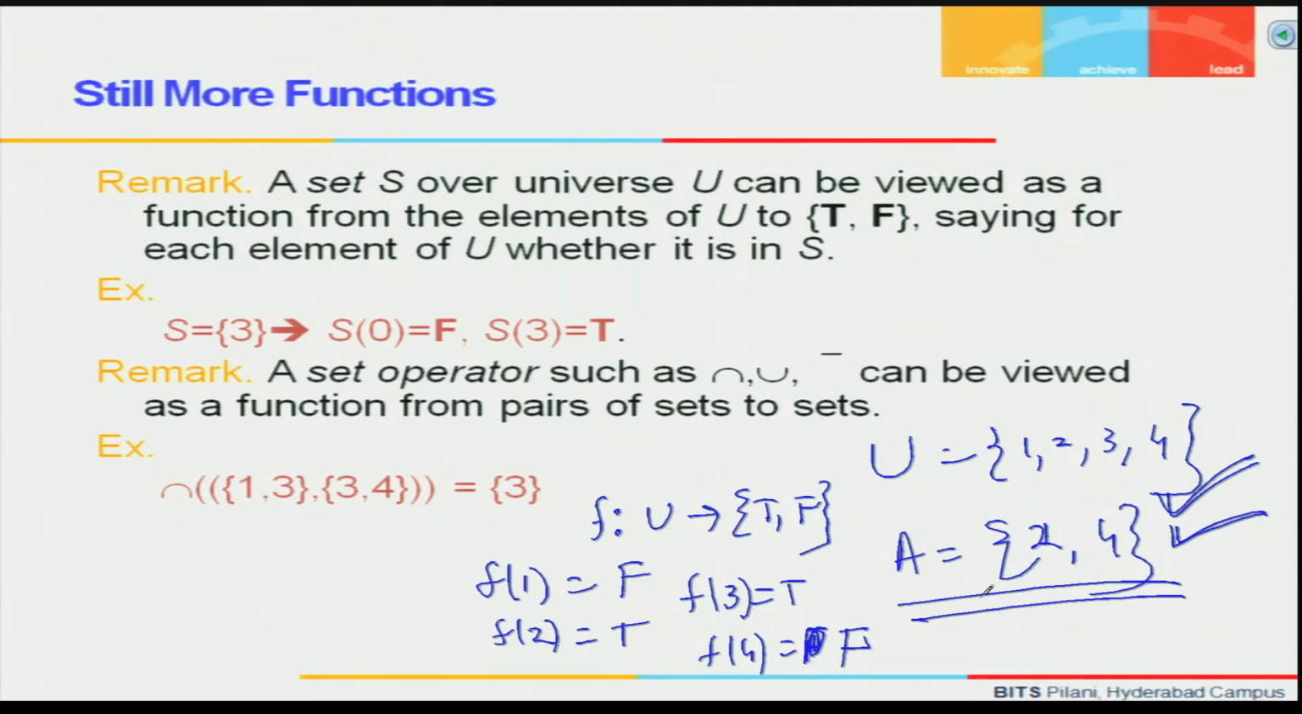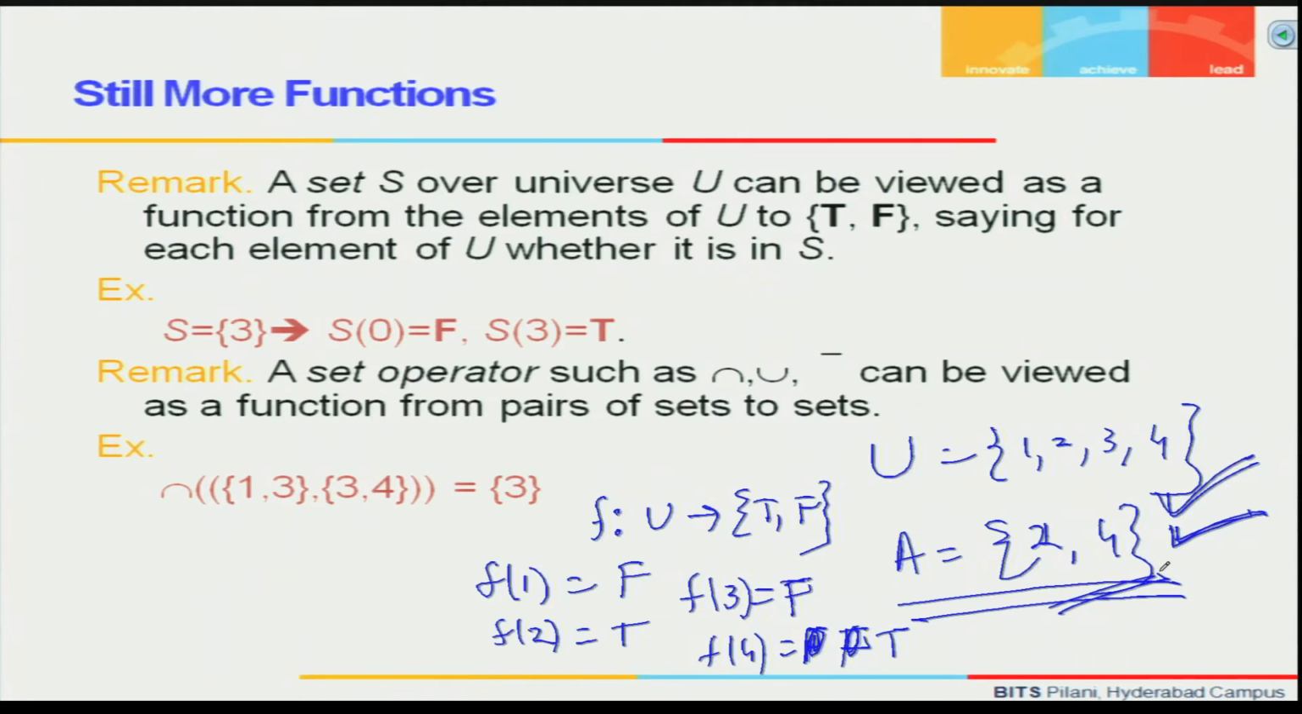Because my set happens to be {2, 4}, I define f(1) = false, because this particular element 1 is not there in the set that I want. I define it false. f(2) is true, f(3) should be defined as false, and f(4) should be defined as true. When I define this way, this function is actually representing the subset {2, 4}.